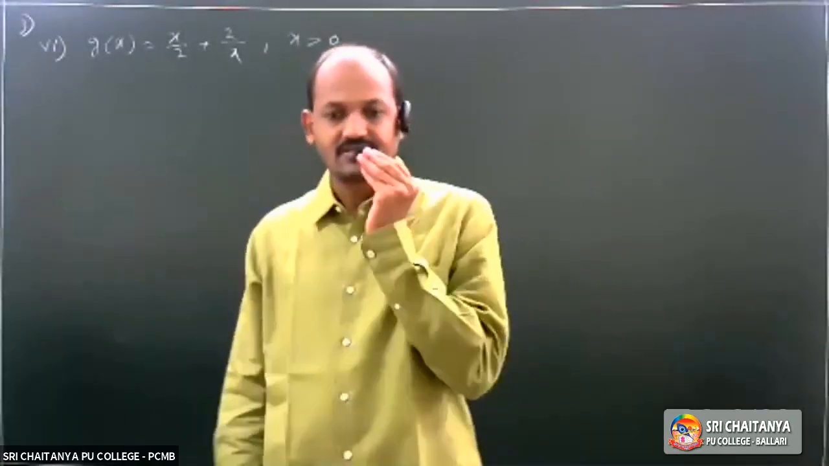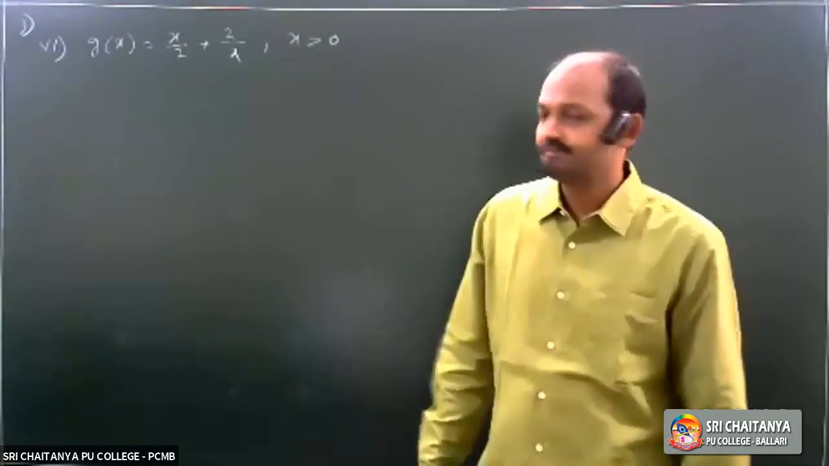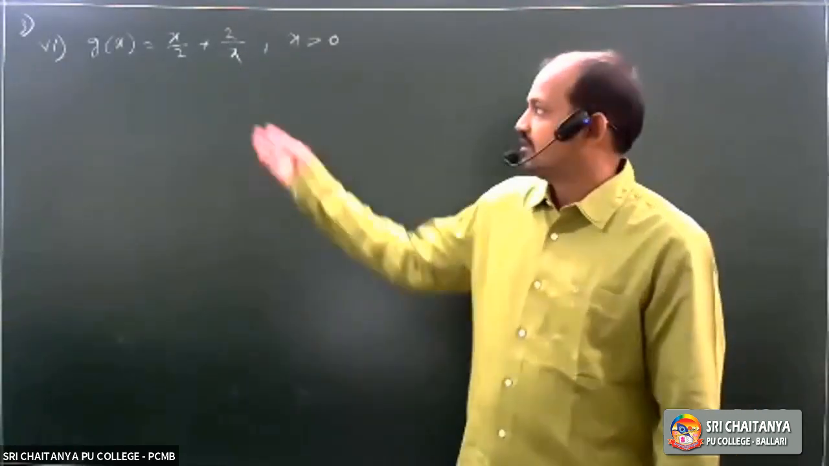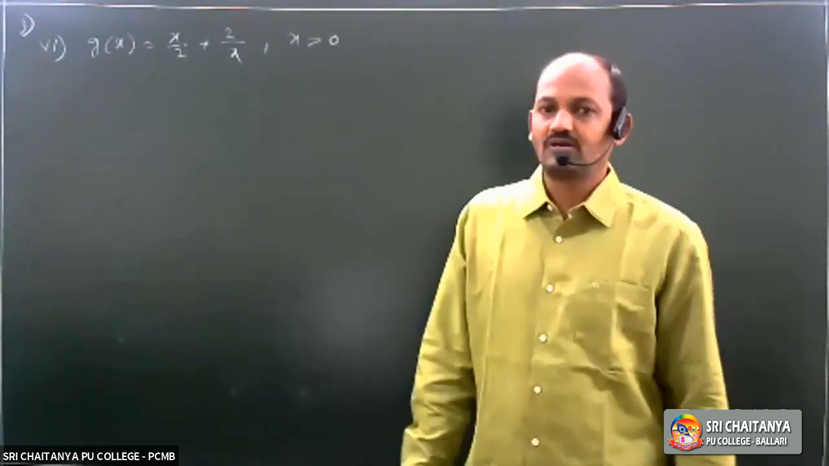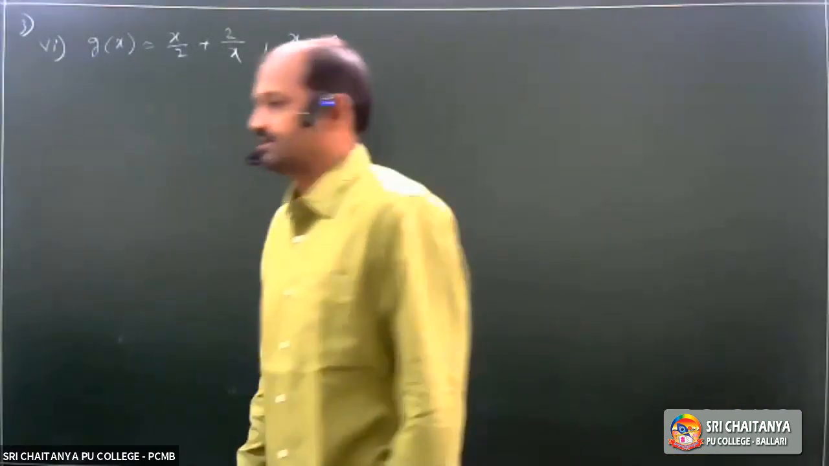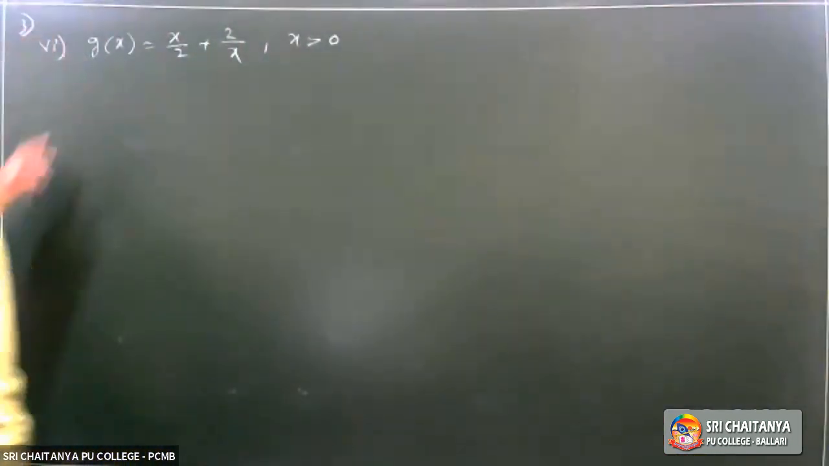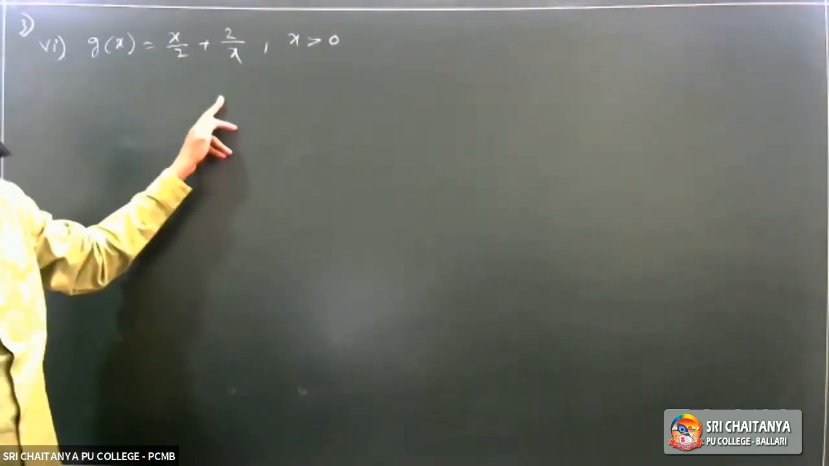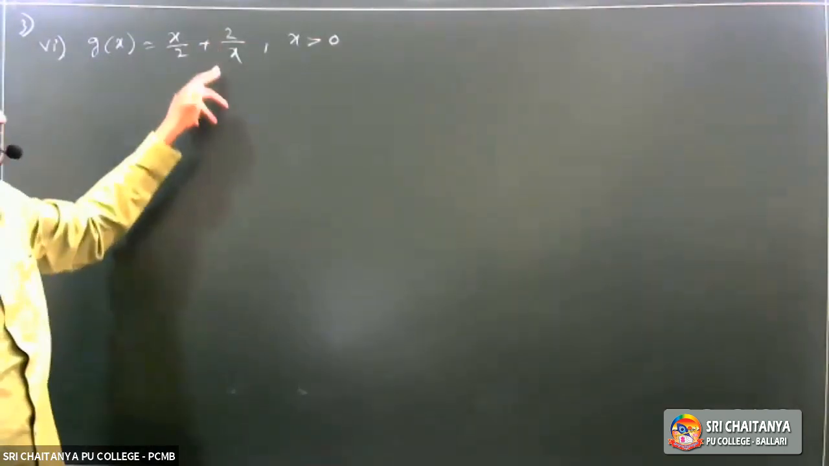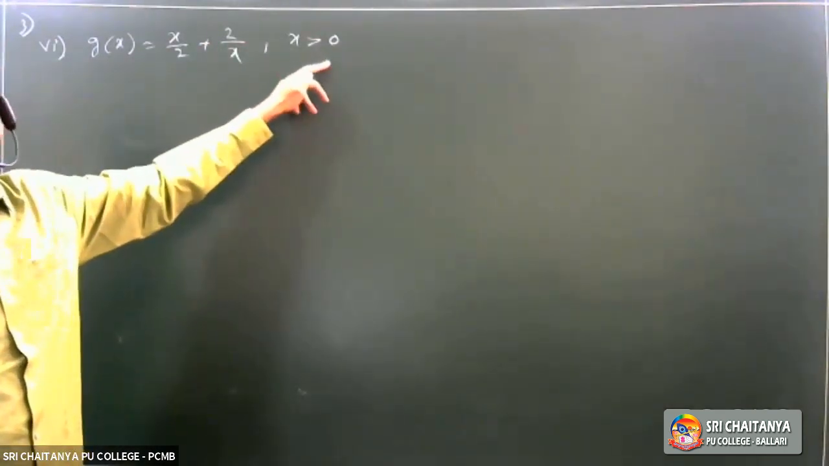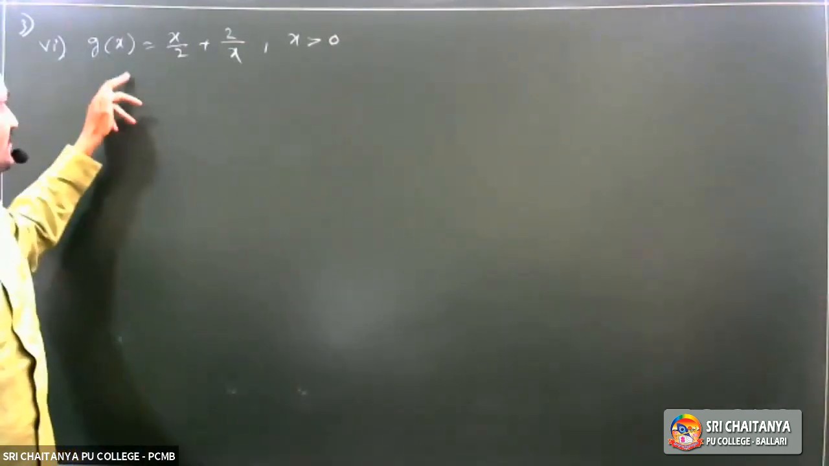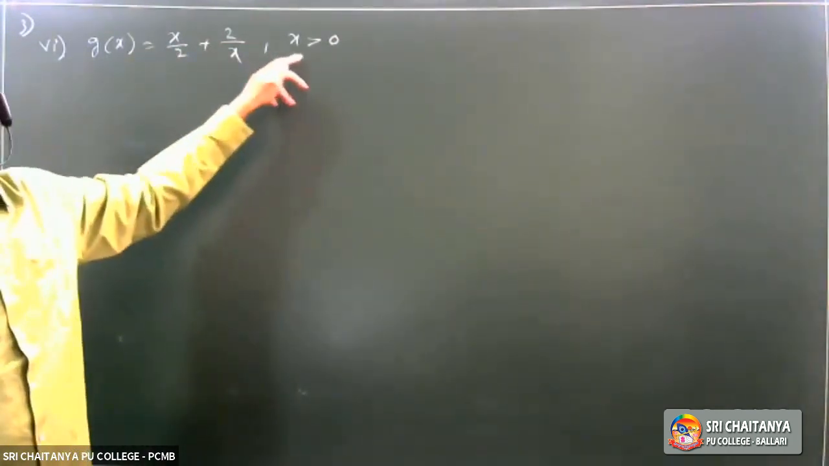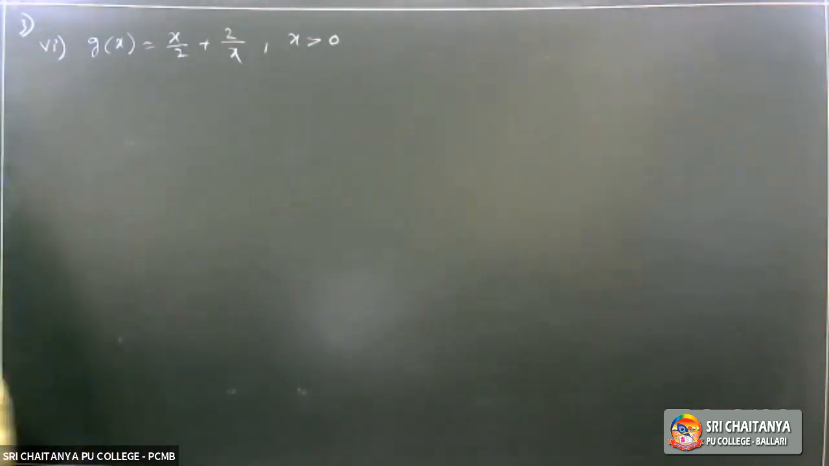Today also we are going to discuss maximum and minimum. Find the local maximum and local minimum of the following function. Sixth one: g of x is equal to x by 2 plus 2 by x, where x is greater than 0, given condition. Find local minima or local maxima of the function.